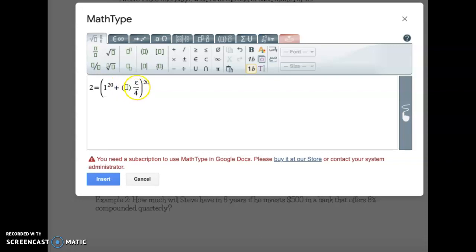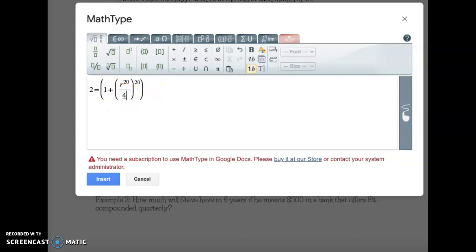So instead of having a 20 on the outside, I can have a 20 on the inside of each of these things. Now let's distribute it into both. 1 to the 20th is still just going to be 1. r to the 20th over 4 to the 20th.